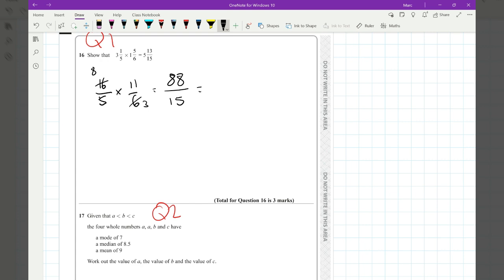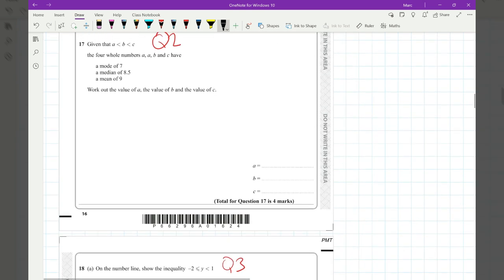And then when we convert that, what we can do here is we can do 88 divided by 15 on our calculator, and then use the SD button, Shift SD, and that will just check that it is our correct answer of 5 and 13 over 15.